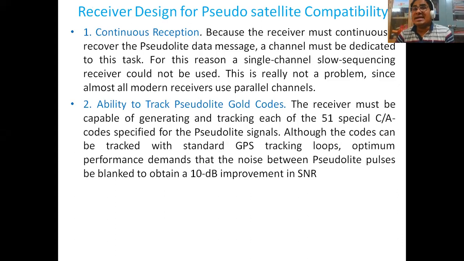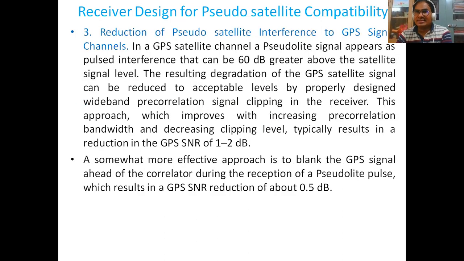And receiver design for pseudo satellite compatibility. The receiver must continuously recover the pseudolite data message, and a channel must be dedicated to this task. For this reason, a single channel slow sequencing receiver could not be used, and this is really not a problem, since almost all modern receivers are multi-channel receivers. And the receiver must have the ability to track the pseudolite Gold codes. Whatever the pseudo satellites are using, the receiver must have the ability to track and receive them.